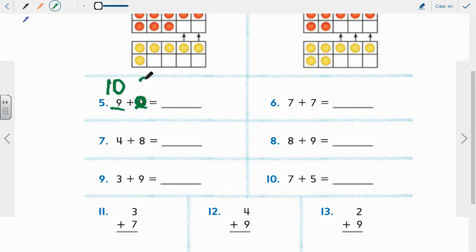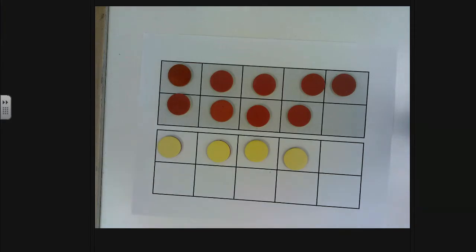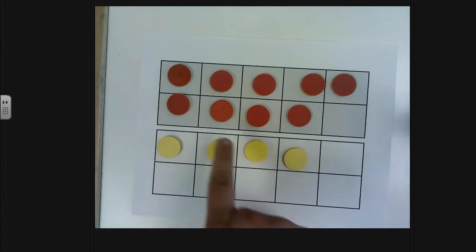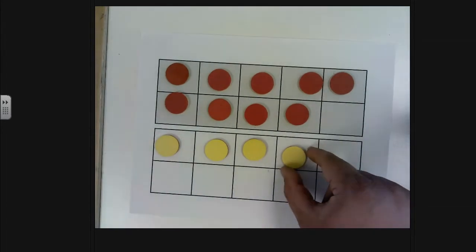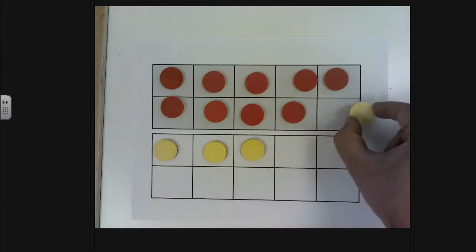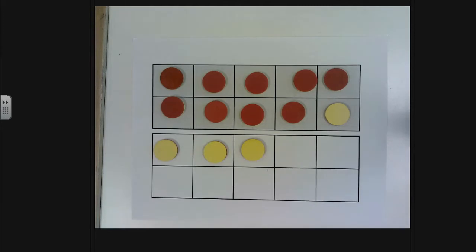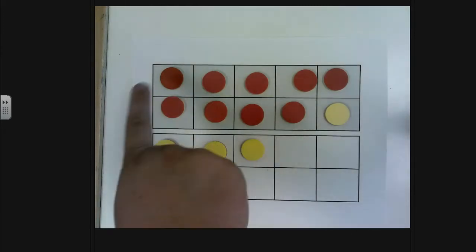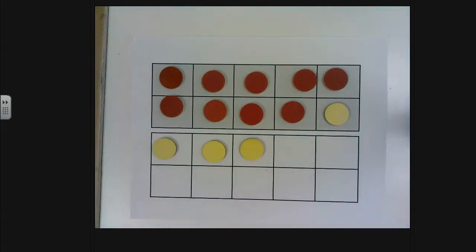So I need to take 1 away from it, leaving me with a 3. So my new addition problem is going to be 10 plus 3. Let me show you real fast what that looks like, and that's how you're going to solve your problems too. So here's my 9 and my 4. So all I'm saying is my 4, I need to take 1 away from there to put up into my top 10 frame. And when I do that, I now have 10 up here and 3 down here.